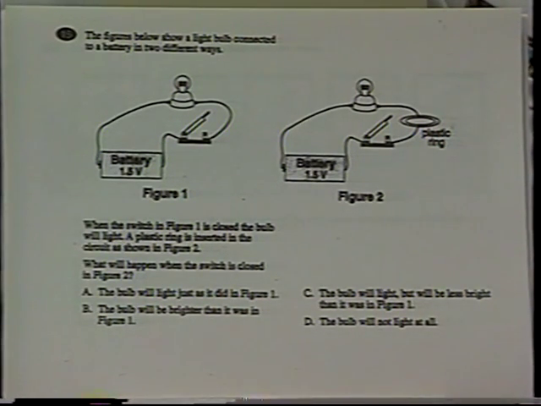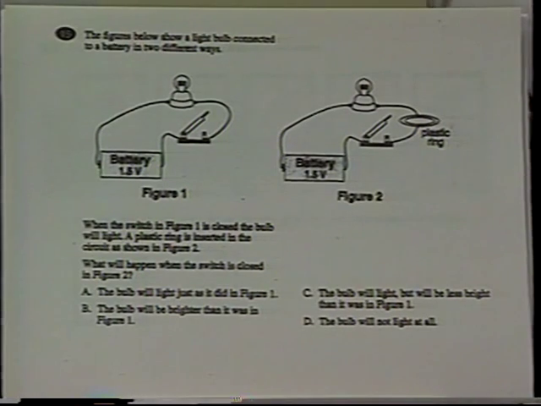A. The bulb will light just as it did in figure 1. B. The bulb will be brighter than it was in figure 1. C. The bulb will light but less bright than it was in figure 1. D. The bulb will not light at all.